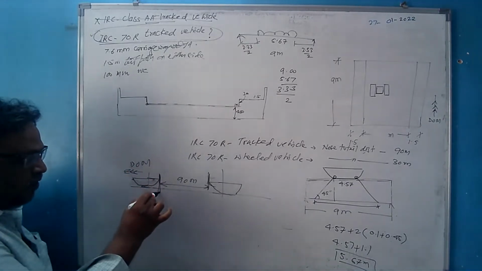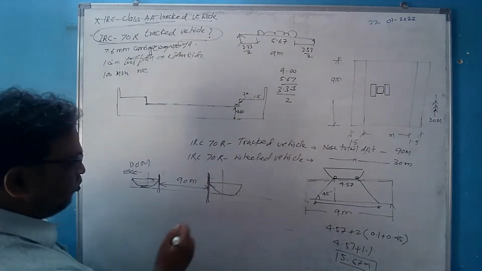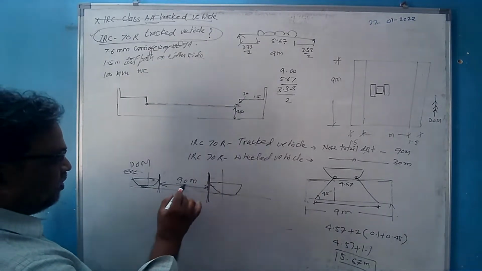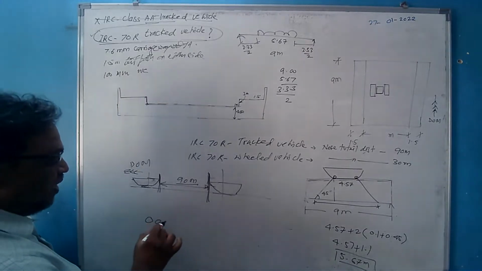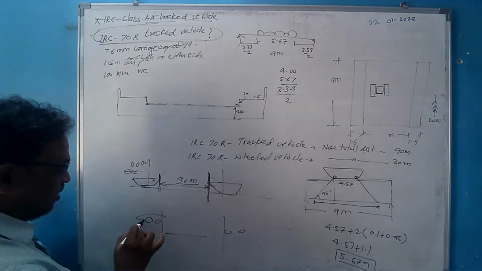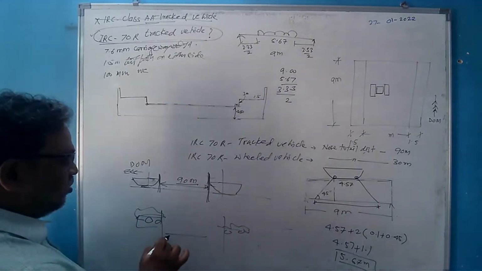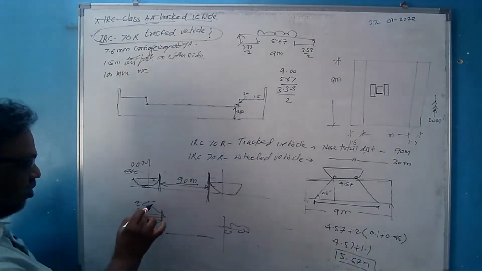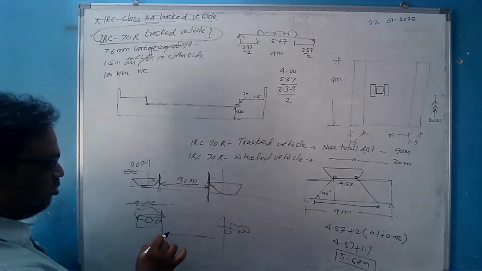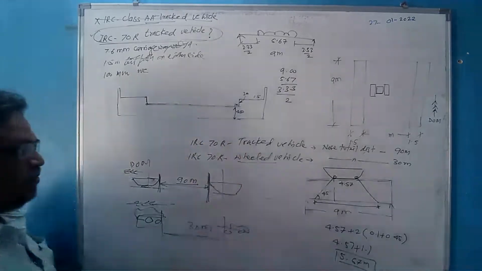Tail of one vehicle, this is the direction of motion. This is the tail of one vehicle, this is the nose of another vehicle which is succeeding it, and the minimum distance must be 90. If it is a wheeled vehicle, then in the wheeled vehicle also there is this nose to tail distance. Say this is one vehicle, right? So this is another vehicle. In this case also, this is the direction of motion, and the minimum distance must be equal to 30 meter if it is a wheeled vehicle.